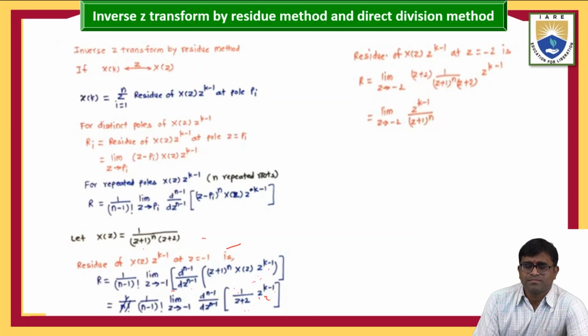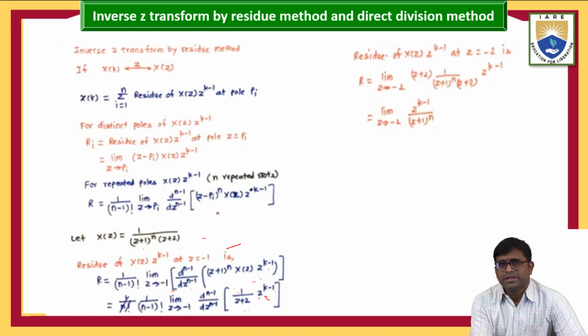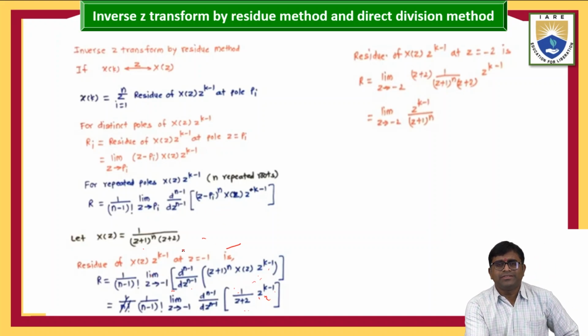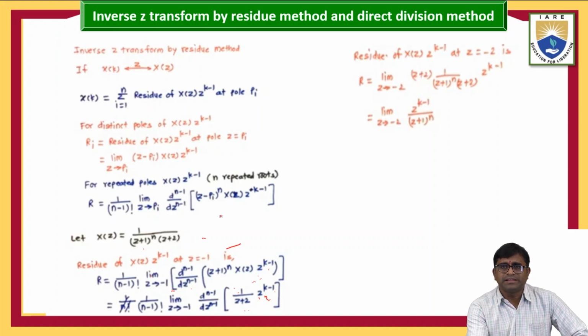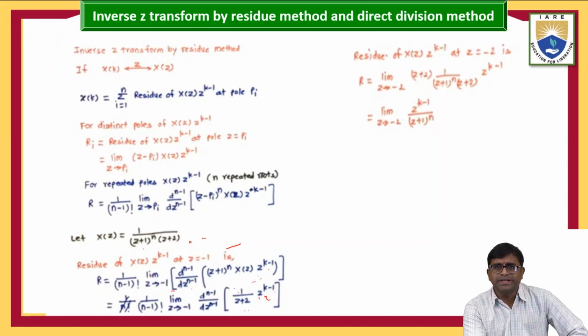Coming to the next one, if you take the second term, that is z plus 2. For this z plus 2, the residue is a single pole, no? What is the pole value here? That is z equal to minus 2.